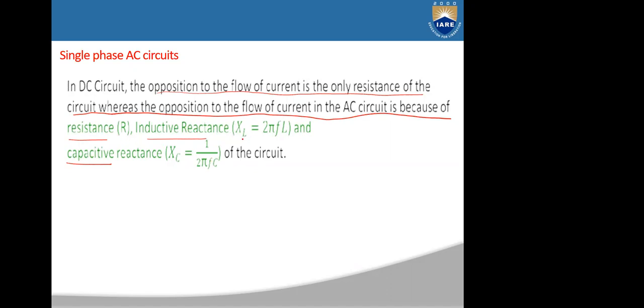Here, this is the formula for inductive reactance. XL is equal to omega L, and XC is equal to 1 by omega C. Inductive reactance is equal to omega into L. Capacitive reactance is equal to 1 by omega C. We can write omega as 2 pi F, so XL is 2 pi F into L, and XC is 1 by 2 pi F into C.